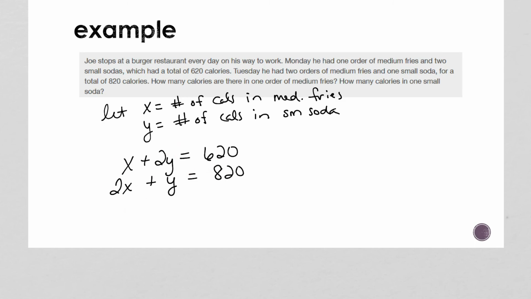Okay? So we can make either our x's or our y's opposites of each other. It doesn't really matter with this problem. It's the same level of difficulty either way. So I'm going to multiply the top one by -2.